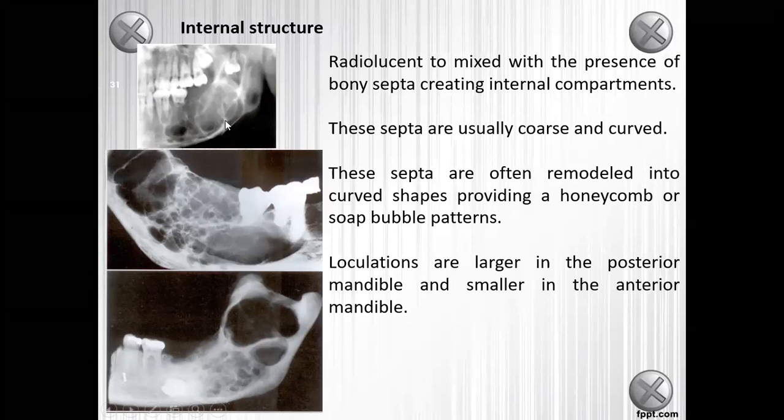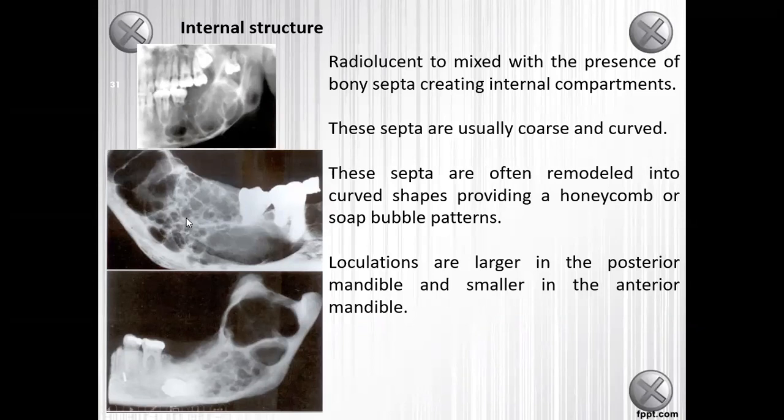If the septae are not curved, you cannot find such locules at all. Because they are curved and coarse, you can find them. So this is a typical appearance of your soap bubble appearance. If you see this, because the locules are bigger in size, they are well arranged. So that is why they coalesce with each other. So they appear as a soap bubble appearance.